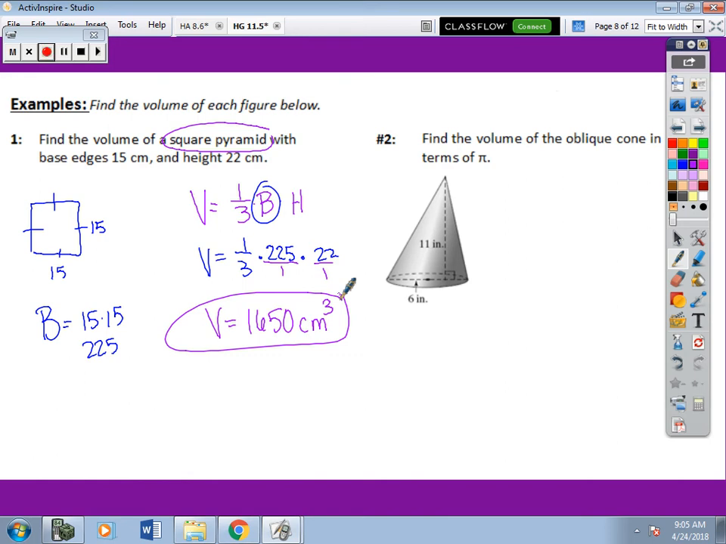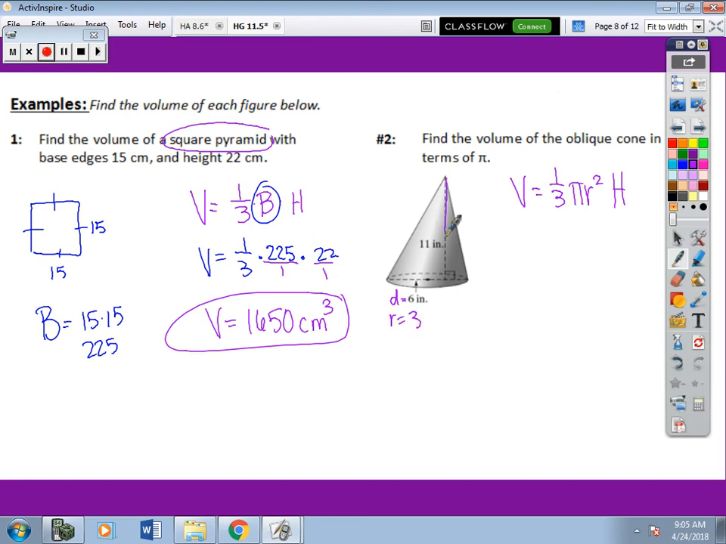Number 2, find the volume of the oblique cone. So for volume of a cone, we use 1/3 pi r squared h. And in this instance, if they have a dotted line going the whole distance, that's telling you that the diameter is 6. If they want you to just see the radius, they won't put a line going the whole way. Okay, so that means our radius would be half of that, 3.